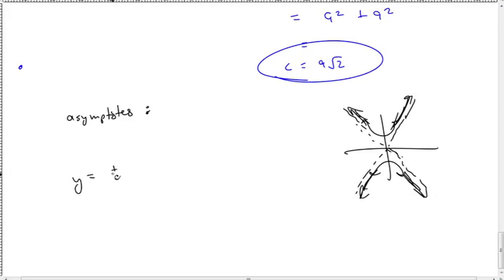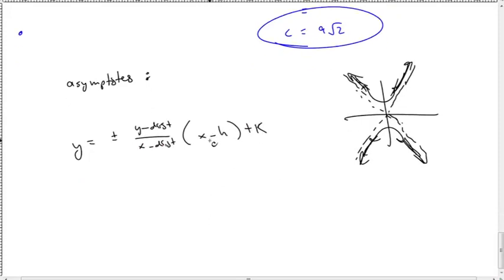y is equal to plus or minus y distance divided by x distance times x minus h, and then plus the k. All right, so what's going on here? This h and k are super easy. Those are going to be 0 in our particular case. But what are the y and x distances? Those are majors and minors. Okay, kind of depends on what's going on.